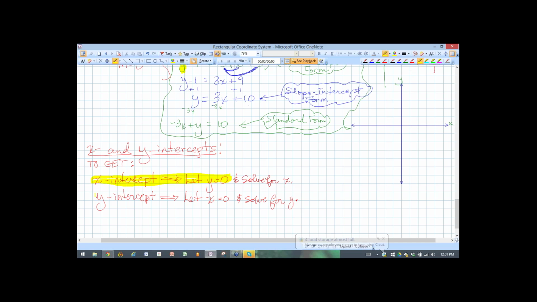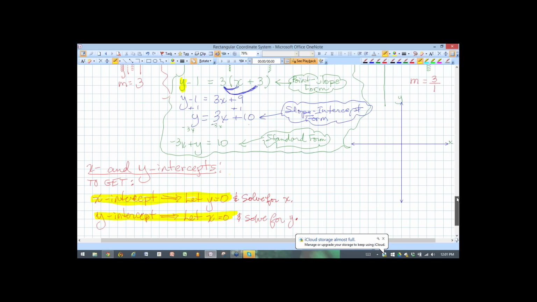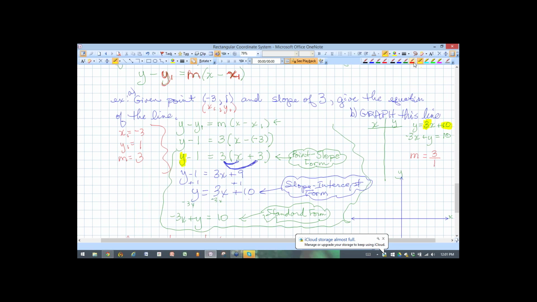Let's go back to our example and find the two intercepts. To get the x-intercept, we're going to let y equal 0. I'm putting a red into the stuff I'm choosing. That'll be my x-intercept. To find the y-intercept, I'm going to let x equal 0.